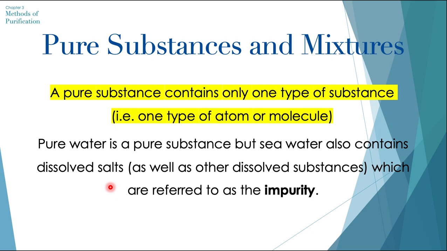So remember, we only call a substance pure in science when it contains only one type of atom or molecule. For example, water can only be pure in chemistry if it is made up of only one type of molecule, which is the H2O molecule. If it contains some other molecules as well, like some dissolved salts, like sodium chloride, then it will not remain pure. It will become impure.